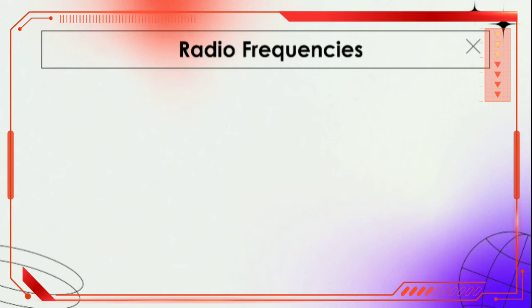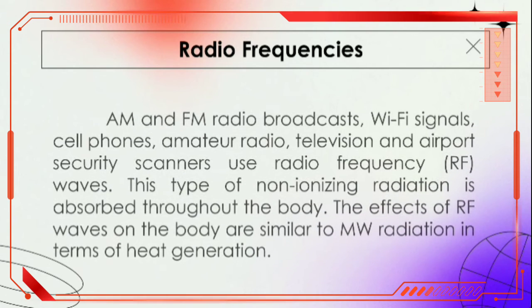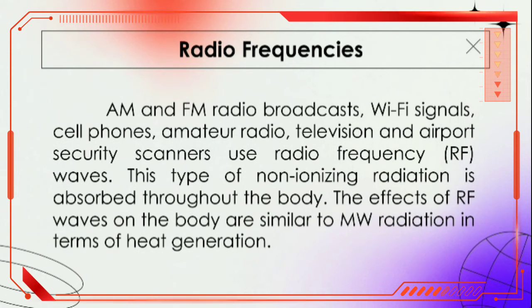The next one is the radio frequencies. AM and FM radio broadcast, Wi-Fi signals, cell phones, amateur radio, television, and airport security scanners use radio frequency waves. This type of non-ionizing radiation is absorbed throughout the body. The effects of radio frequency waves on the body are similar to microwave radiation in terms of heat generation.